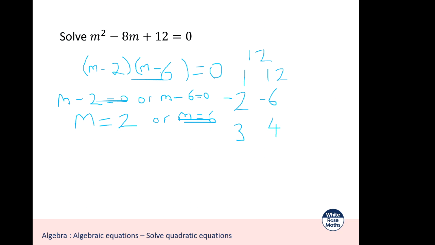And then once you've found the two numbers, in this case minus 2 and minus 6, because minus 2 add minus 6 makes minus 8, and minus 2 times minus 6 makes positive 12. Once you factorize that, that's the third step. The fourth step is to say: when is the first bracket equal to zero, or when does the second bracket equal zero? And then solve each equation separately. So your solutions are m equals 2 or m equals 6. Spot on, G. Yes, that is correct.